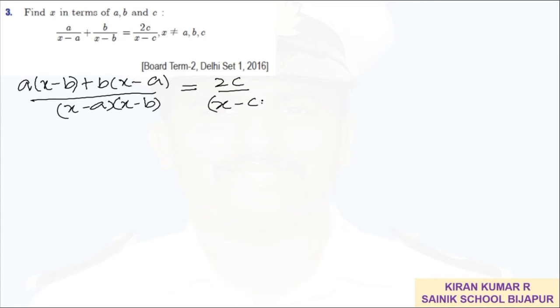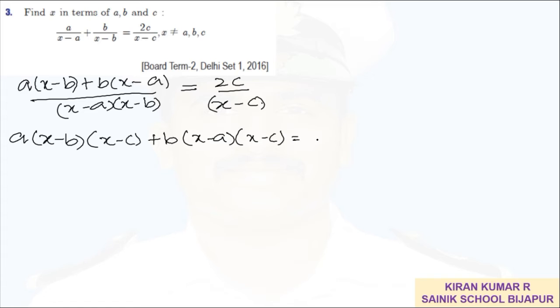Let me further cross multiply, so that this becomes x minus b times x minus c plus b into x minus a times x minus c, which is equal to 2c multiplied to x minus a into x minus b. Let us further simplify. Here we have to multiply these two, then multiply with the a.